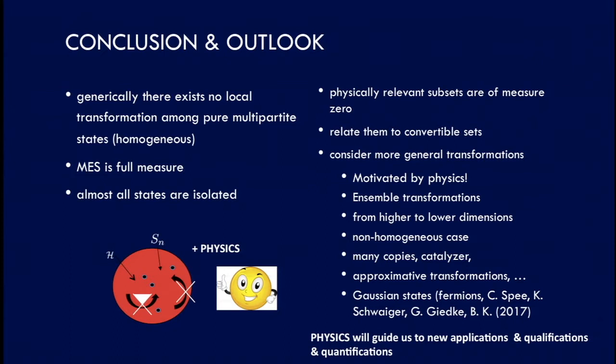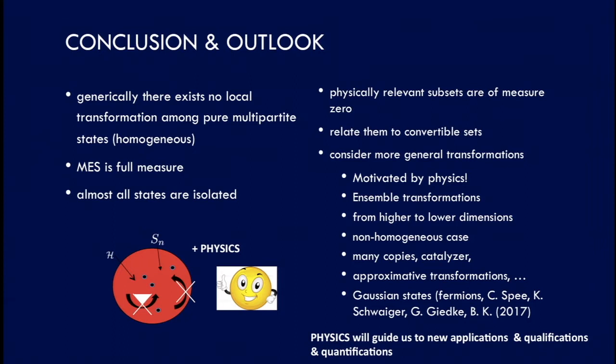So what I try to explain is that generically there are no transformations via LOCC, so this physically motivated definition of operations that we are allowed to do, that transform one pure state into another pure state, at least in the homogeneous case. This implies that the analog of the bipartite maximal entangled state is a full measure, the maximal entangled set. And the reason for that is that you can hardly ever do anything with one state. So given a state, you cannot transform it to something else.